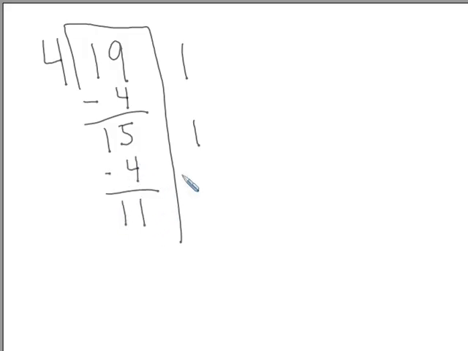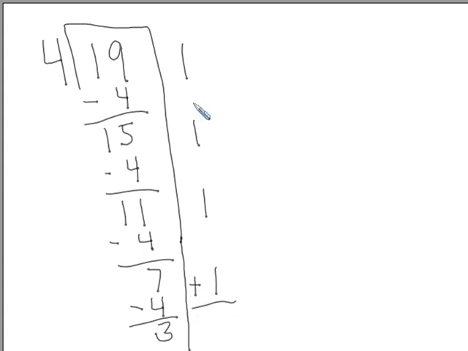That gives me 11. Again, I only know that one fact. So I'm going to take out another 4 to make my line a little longer here. Again, I only know that one fact, so I'm going to take out one more 4. And finally, 4 doesn't go into 3. So now I need to add up all of these quotients. 1 plus 1 is 2, 2 plus 1 is 3, and 3 plus 1 is 4 to give me a final answer of 4 remainder of 3.